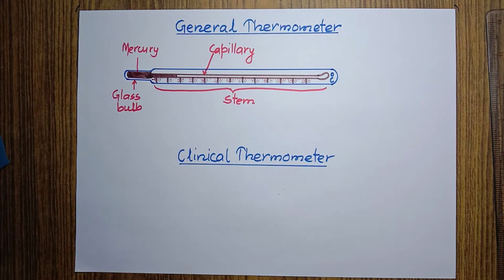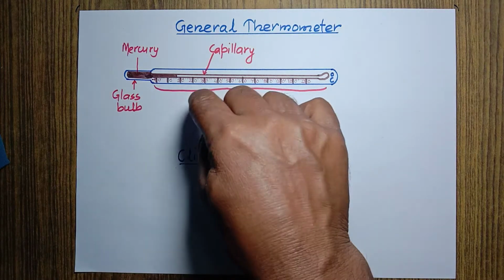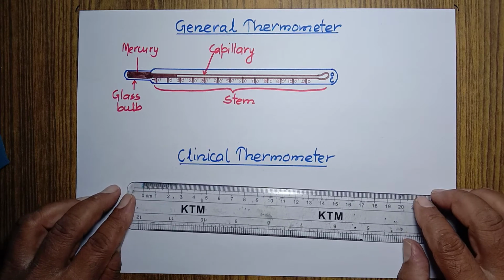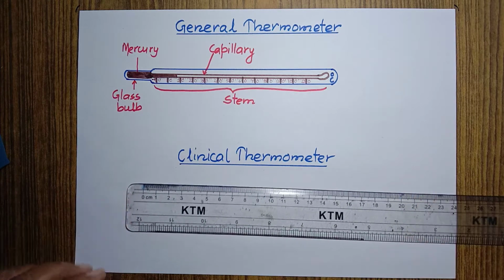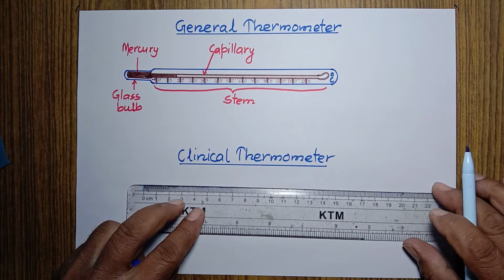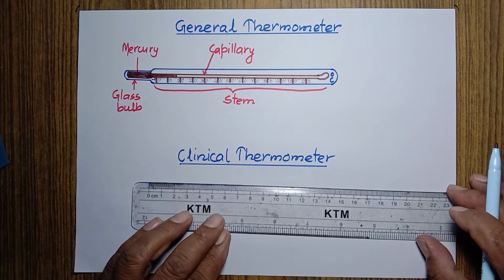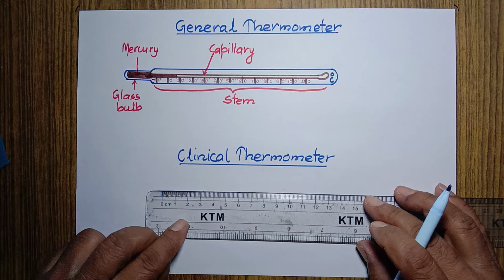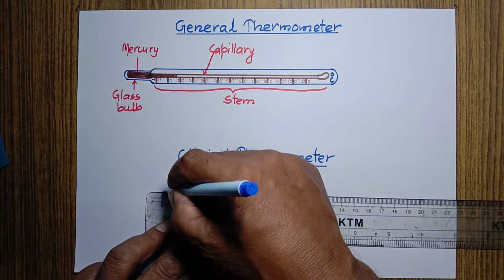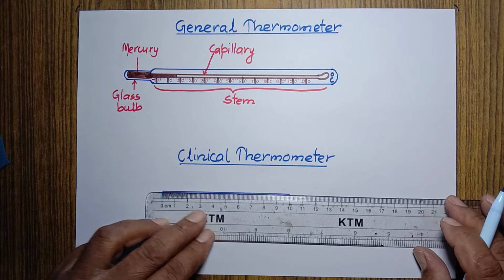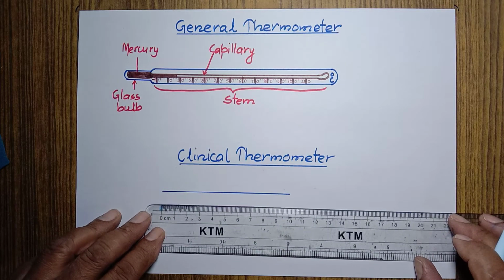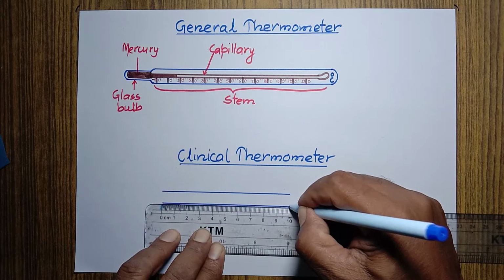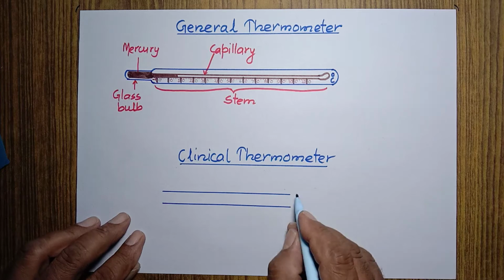Now let's talk about the clinical thermometer. The clinical thermometer we have to make differently. We have to show this calibration. That's why now I'm showing this. This way I made it comparatively smaller than the previous one.